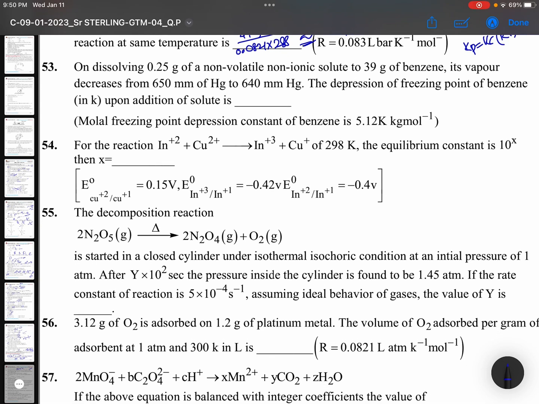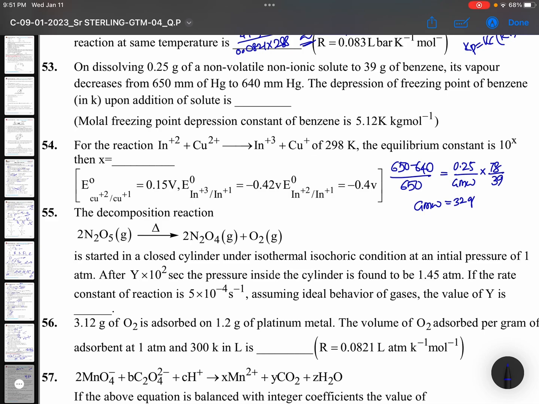On dissolving 0.25 grams of a non-volatile, non-ionic solute in 39 grams of benzene, its vapor pressure decreases from 650 to 640. So what we need to do first here is, see, 650 minus 640: (P naught minus Ps) by P naught is equal to the mole fraction of solute. That means the number of moles of solute by the number of moles of solvent you can take. Otherwise, weight is how much given? 0.25 by molecular weight. I am writing GMW for molecular weight, by benzene is 78 by 39. If you simplify here, the gram molecular weight will come. According to my calculation, when I was solving, I got it as 32.